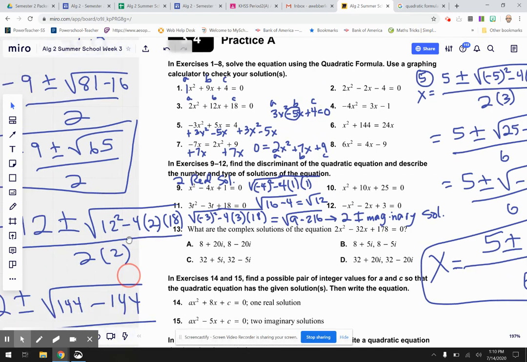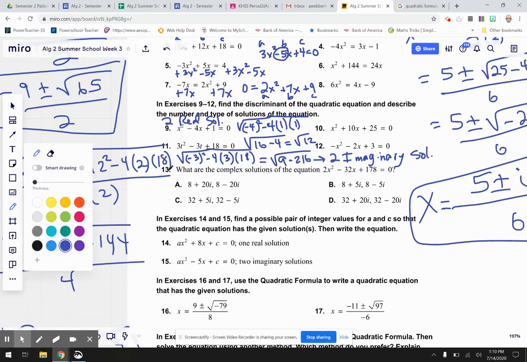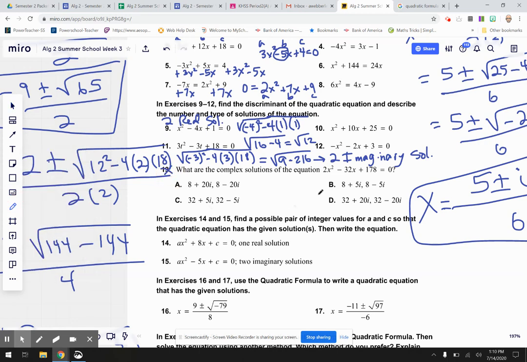Let's see. We're not going to do 13. Okay, so we can get rid of that one. So let's see. Find a possible pair of integers for a and c so that the quadratic equation has the given solutions. Okay, so we want one real solution.